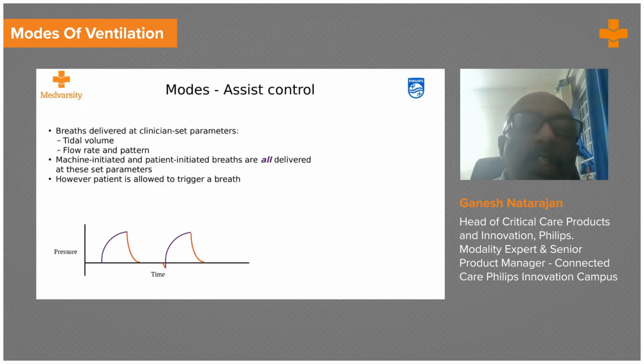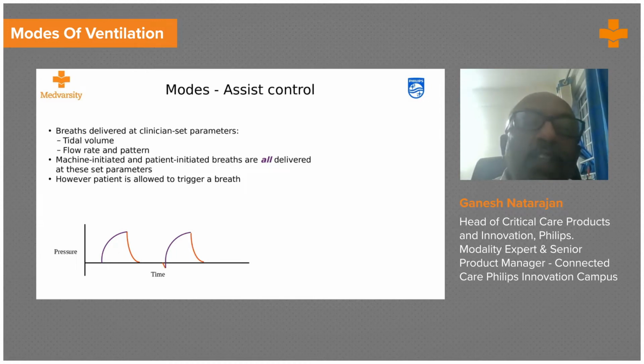Now, the next mode, which is slightly more synchronous with the patient, and when I say synchronous, it still does not allow the patient to do much, but at least now allows the machine to understand that the patient is trying to breathe, is the assist control mode. In the assist control mode, again, all the parameters are set by the clinician, either the inspiratory pressure or the tidal volume, the flow rate or the inspiratory time, the I/E ratio. The breaths are initiated by the machine. The breaths are ended by the machine.